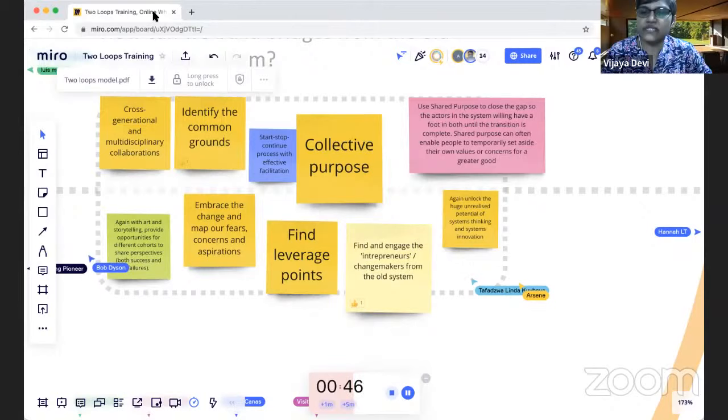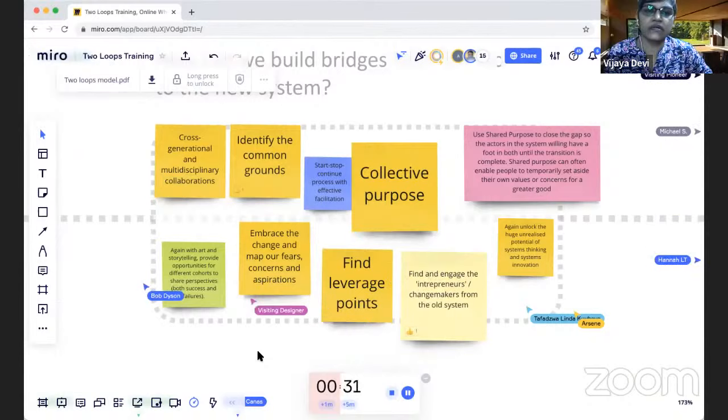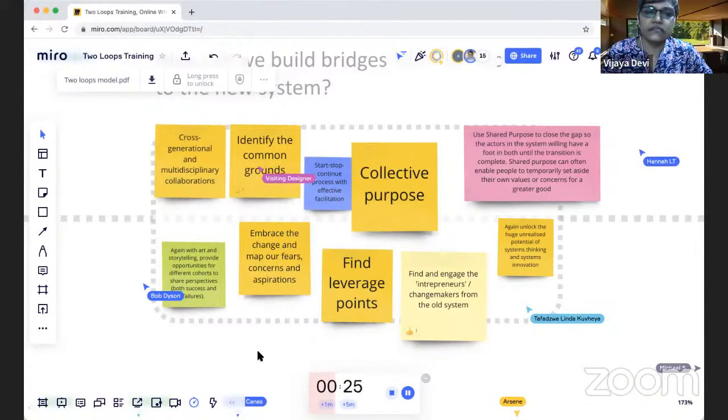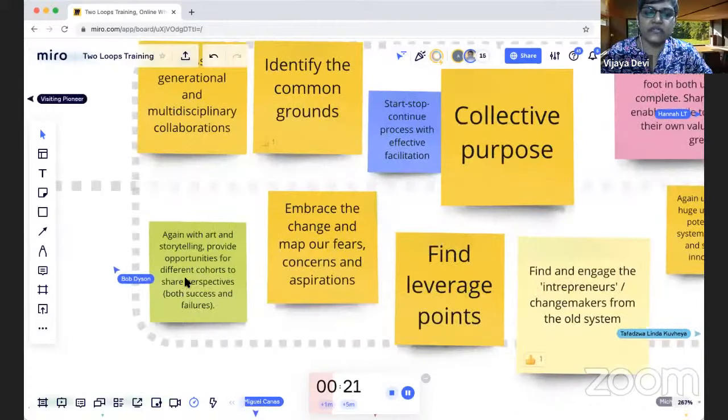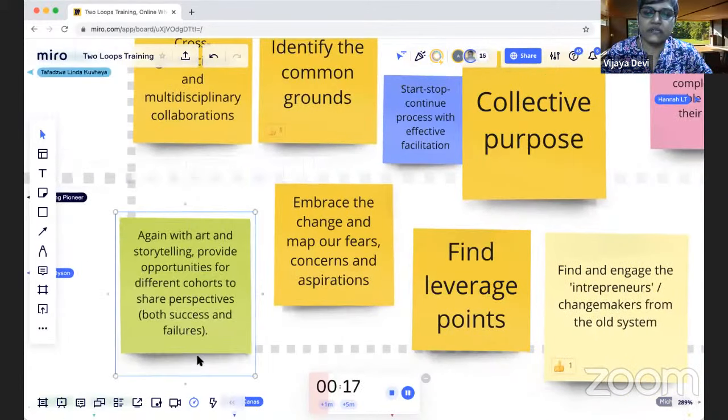Yeah, it also offers a sense of stability. The old traditional system is still very much in place, and there is still scope for the new system with its new paradigm, which is emerging out of that. So people can easily make the transition. Okay, embrace the change and map out fears, concerns, and aspirations.